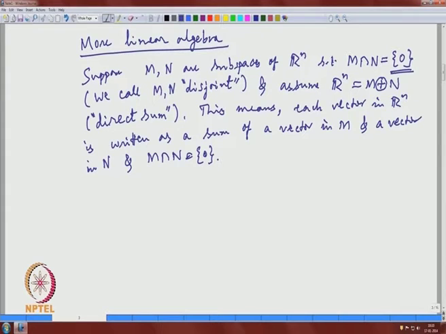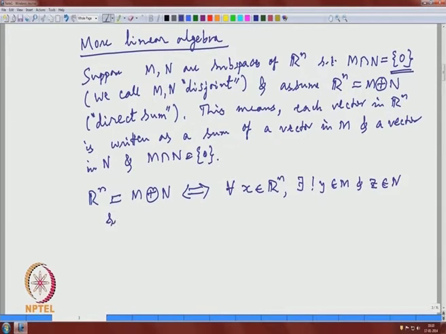Okay. So, you can easily check that R n is equal to M direct sum N if and only if for all x in R n there exist unique y in M and z in N such that x equals y plus z. Okay, that should happen.